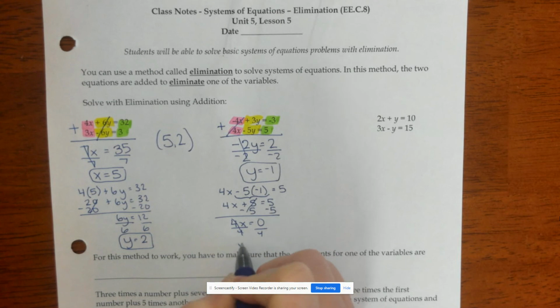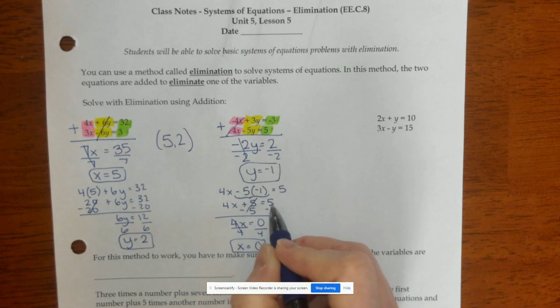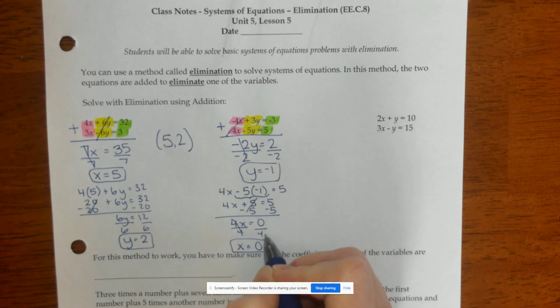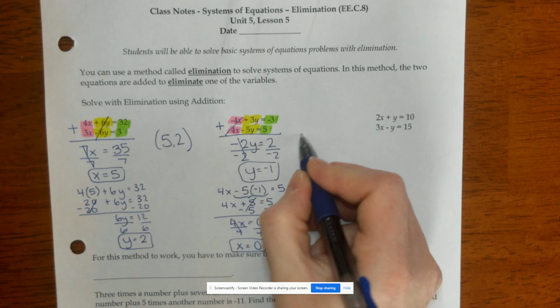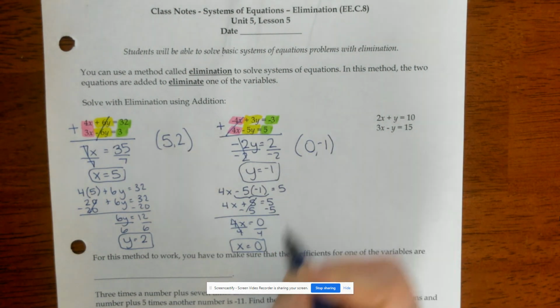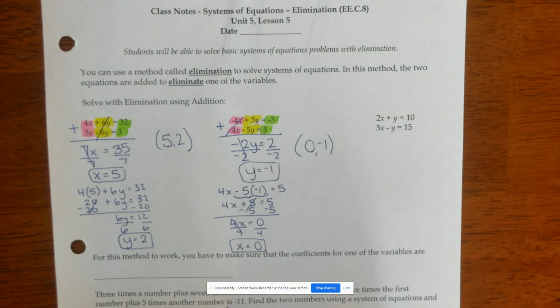And don't get weirded out. We get x equals 0 all the time. The 5 minus 5 was 0. Divide by 4 is still 0. So I would have (0, negative 1) as my solution.